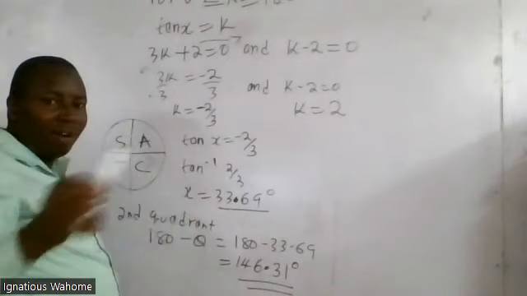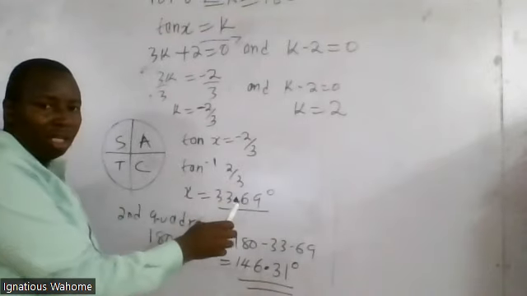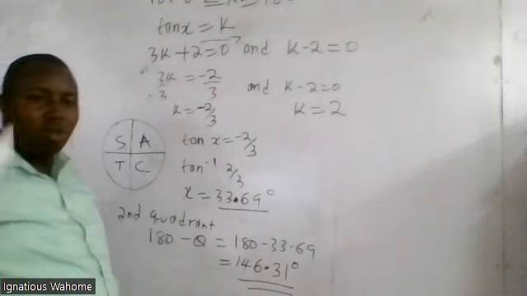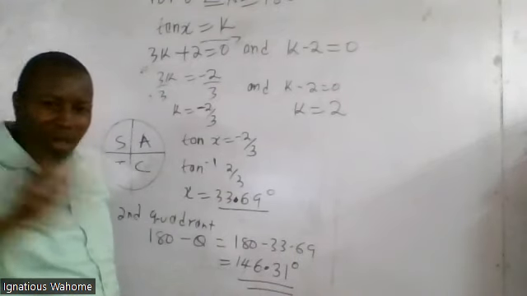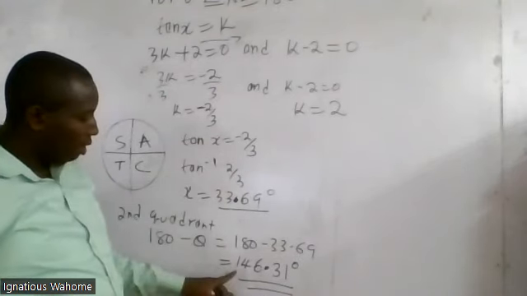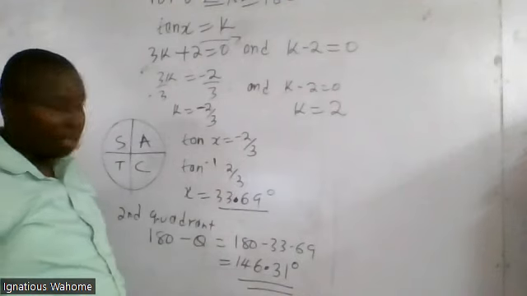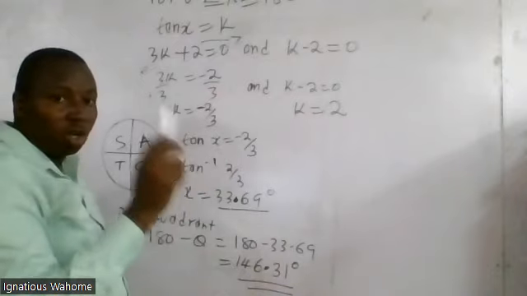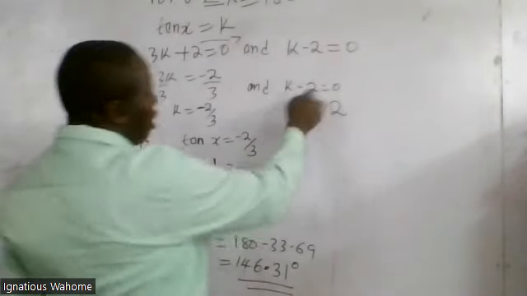So in our case we have got tan inverse of 2 over 3, not negative 2 over 3. This negative is to guide us to know in which quadrant this value lies. So you get 146.31. That's answer number 1, since our value of x should not go beyond 180. You go to the second one.